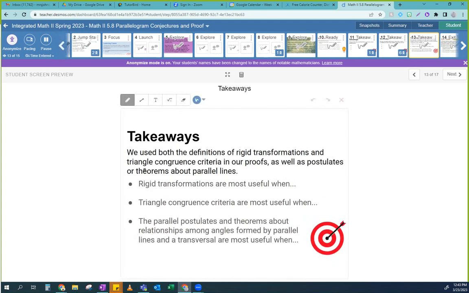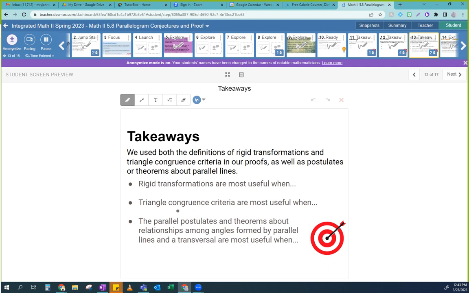Okay, last one here. So we use both definitions of rigid transformations and triangle congruence criteria in our proofs, as well as postulates or theorems about parallel lines. So rigid transformations are really important when we're trying to prove stuff, right? For example, what, Miss Johnson? That we can show triangles are congruent, right?